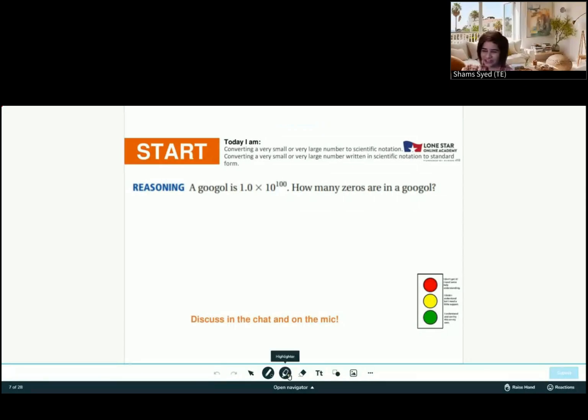Have you guys ever heard of a Google number? Well, if you have not, a Google is 1 times 10 to the power of 100. Okay, it's a number in math. A Google is 1 times 10 to the power of 100.